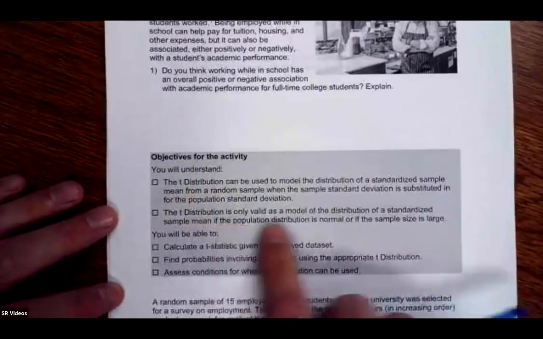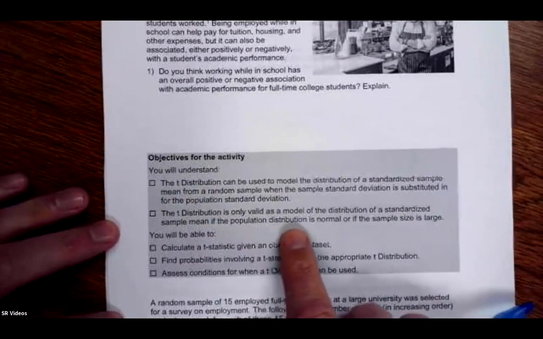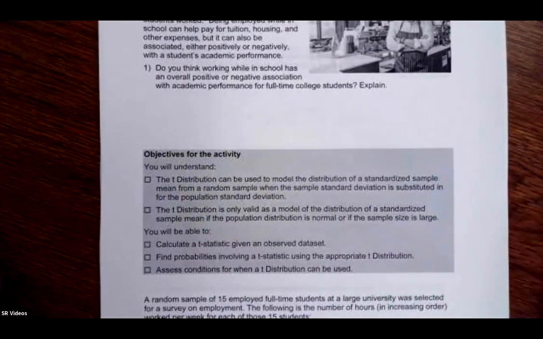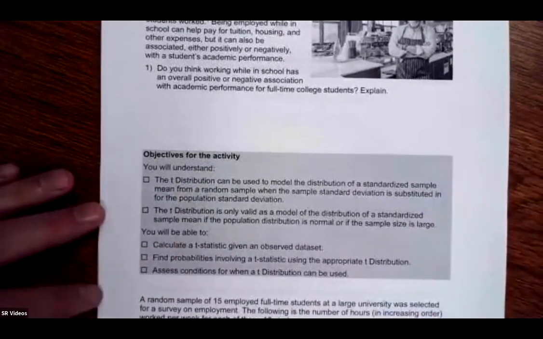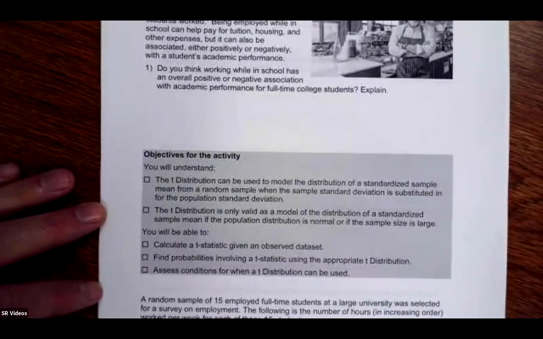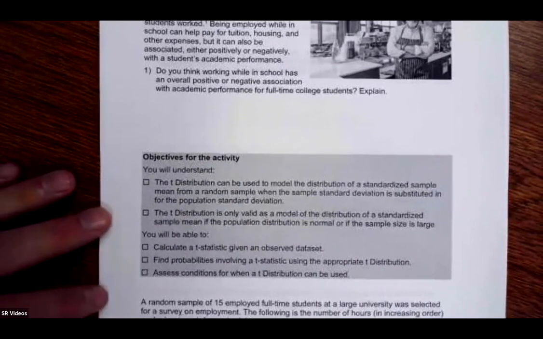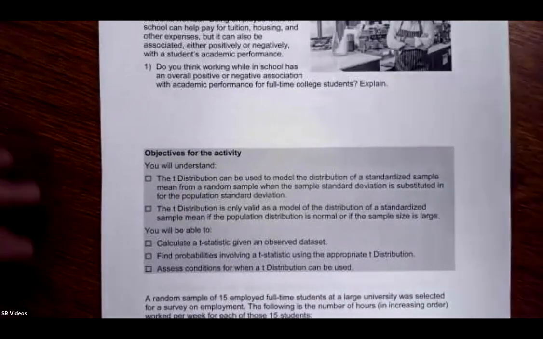The t distribution is only valid as a model of the distribution of a standardized sample mean if the population distribution is normal to begin with, or if the sample size is large or large enough. You'll be able to calculate a t statistic given an observed data set, find probabilities involving a t statistic using the appropriate t distribution, and assess conditions when a t distribution can be used.